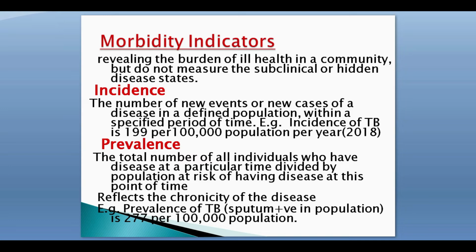Or prevalence, the total number of all individuals who have the disease at a particular time divided by the population at risk of having the disease at this point of time. That reflects the chronicity of a disease. Example, prevalence of tuberculosis sputum positive in a population is 277 per 1 lakh population.